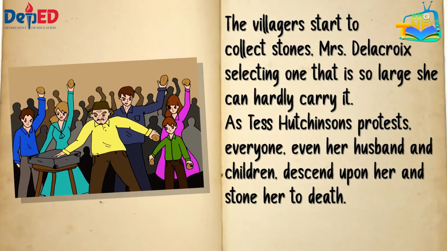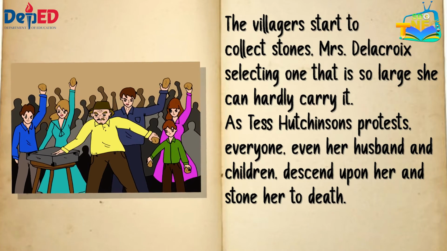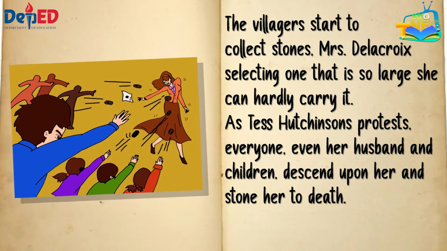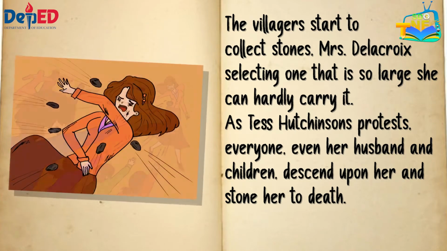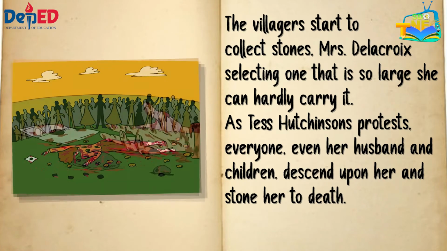The villagers start to collect stones, Mrs. Delacroix selecting one that is so large she can hardly carry it. As Tess Hutchinson protests, everyone, even her husband and children, descends upon her and stones her to death.